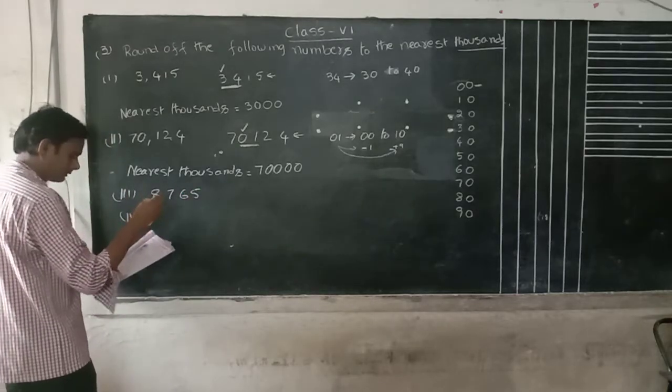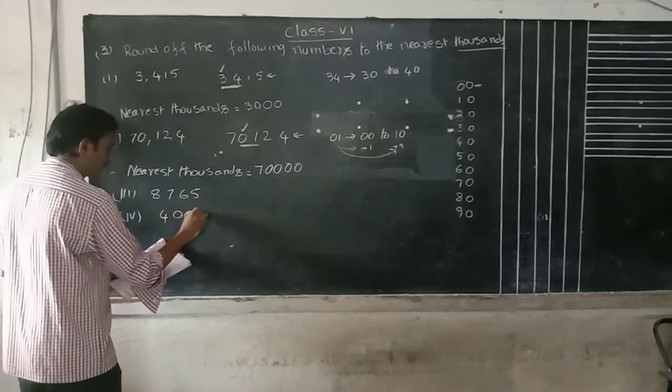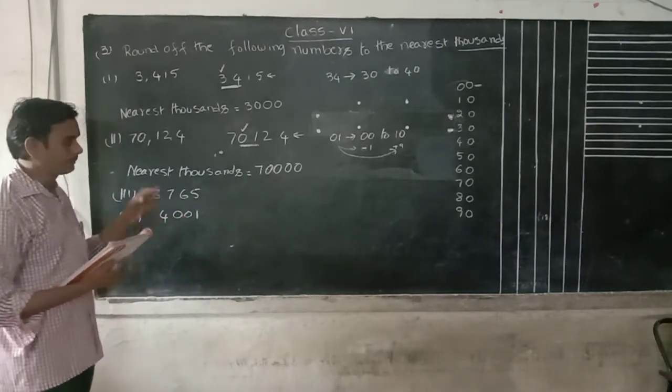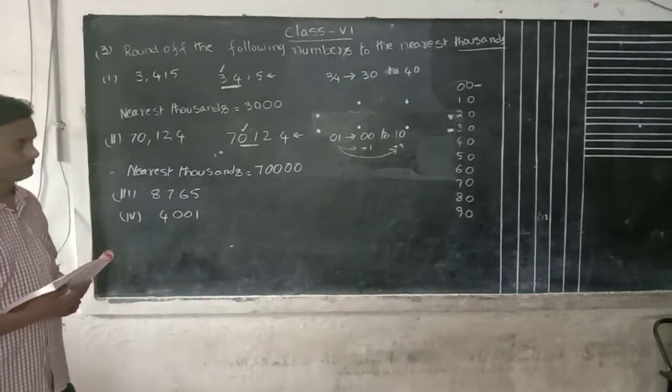8,765. Do your own these. I will not explain this. We can easily do that. We cannot do it. Same on nearest 1,000 we have to find it.